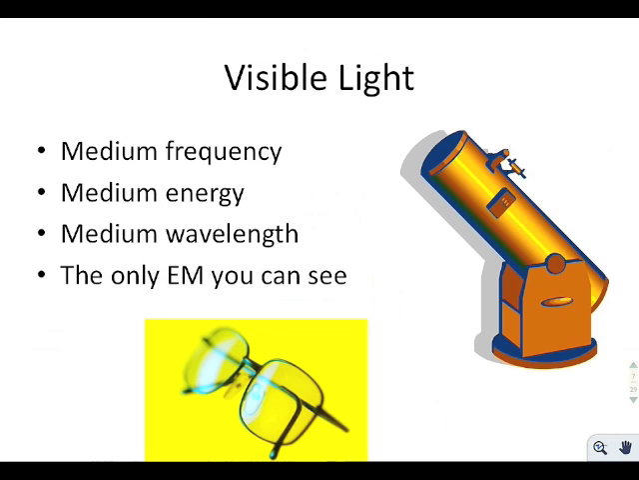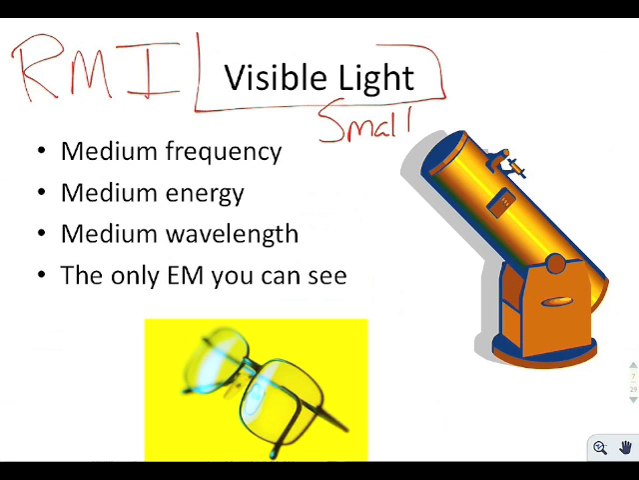Visible light. This is the smallest part of the electromagnetic spectrum, and it's anything that you can see. It's considered to be medium frequency, medium energy, medium wavelength, and it's the only part of the electromagnetic spectrum that you can actually see. So you see radio, micro, infrared, and then right in the middle we have visible light. And like we said, visible light is really, really small. Uses for visible light are obviously seeing. If you use a telescope, glasses, a microscope, anything that you can actually see with would be a use for visible light.